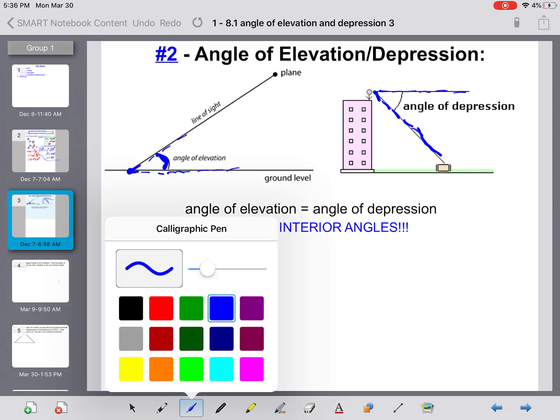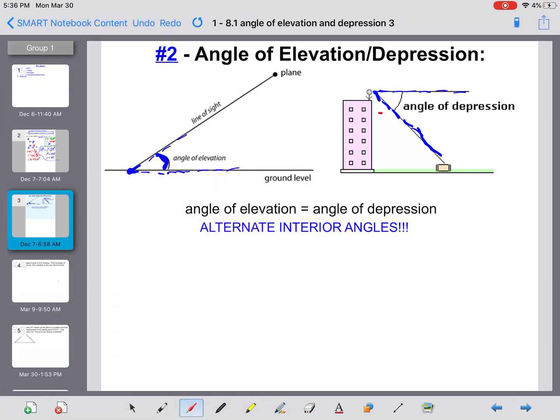The number one mistake students make with angle of depression is they call that angle right there the angle of depression. That is not the angle of depression. Angle of depression is looking straight ahead and then looking down. So watch out for that small mistake.